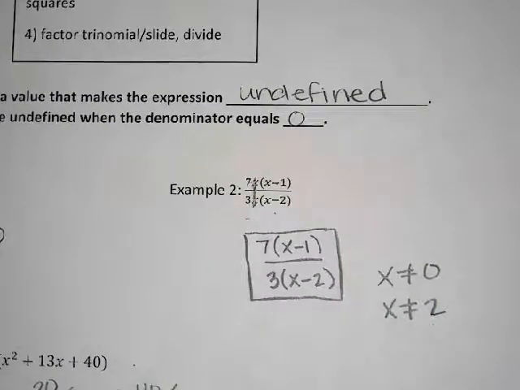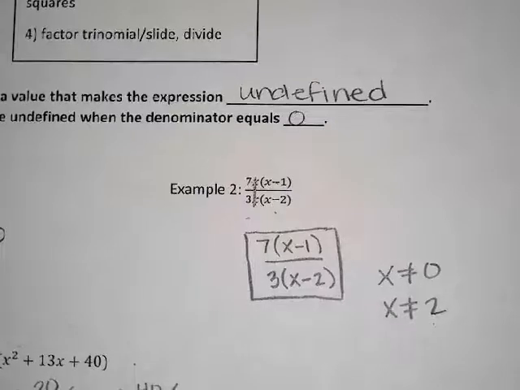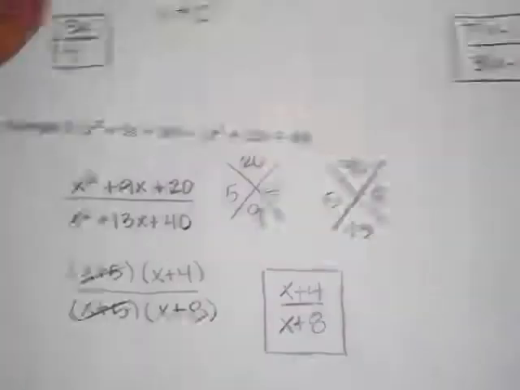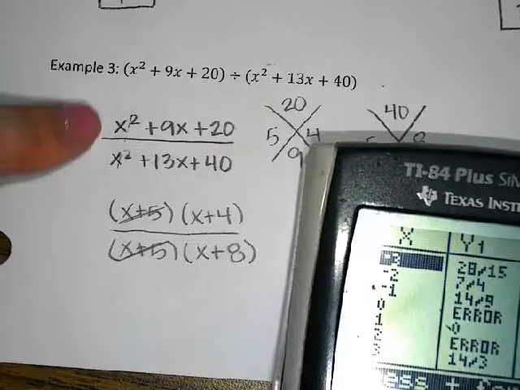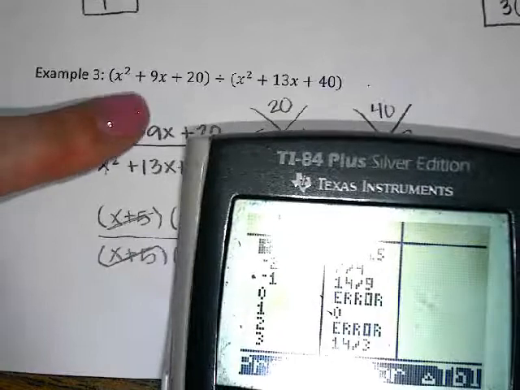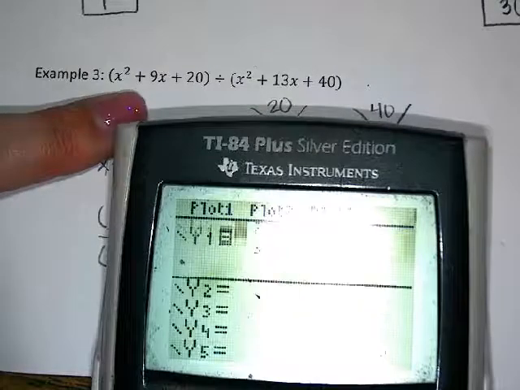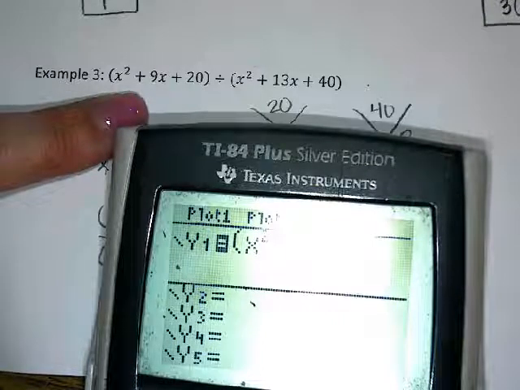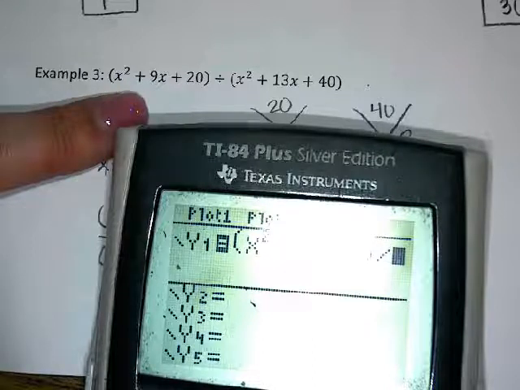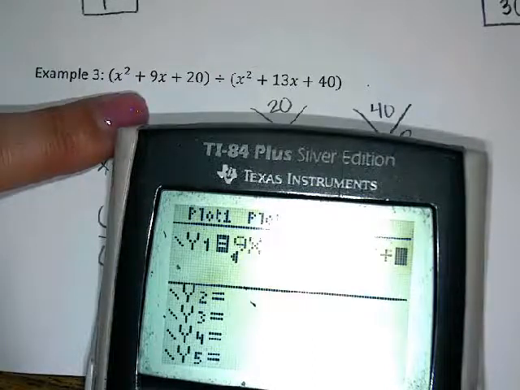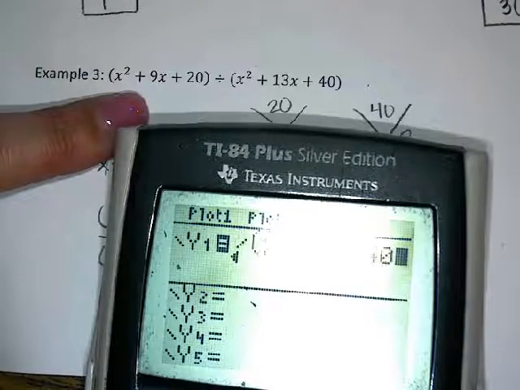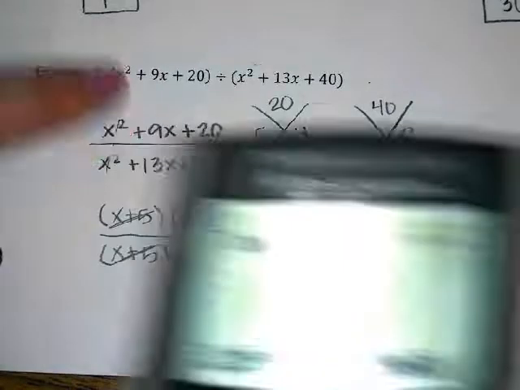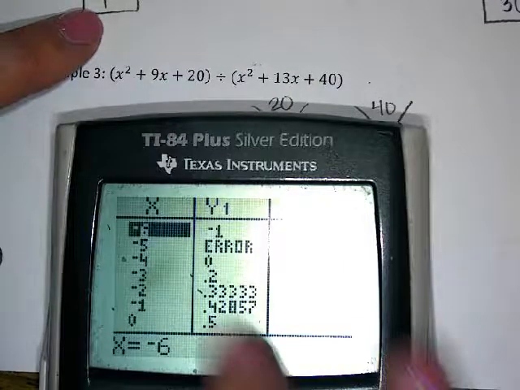Okay. If we look at example 3, now you can type this one in as a fraction if you want, or you can type it in the way they originally typed it. So I'm going to go ahead and type it the original way. X squared plus 9x plus 20 divided by x squared plus 13x plus 40. And this time we're going to have 2. We have an error at -5, and we have an error at -8.